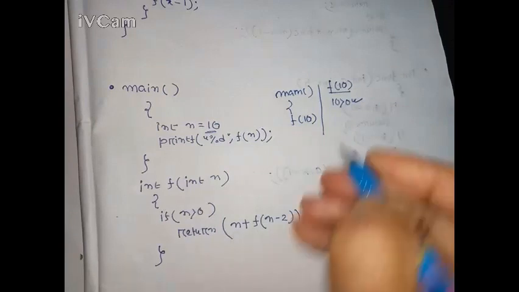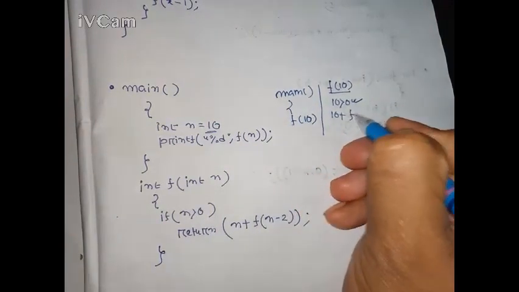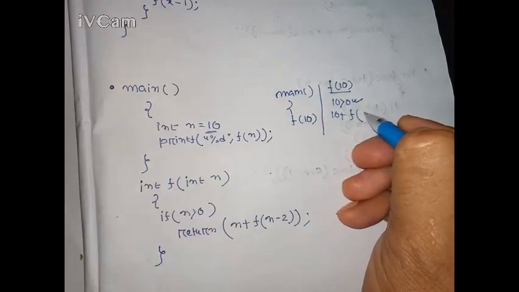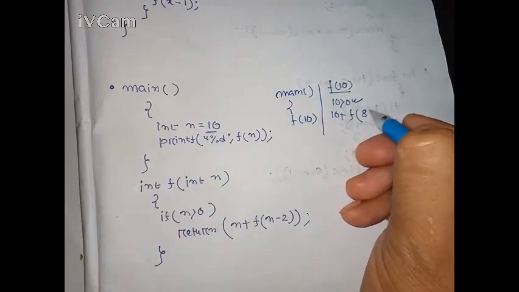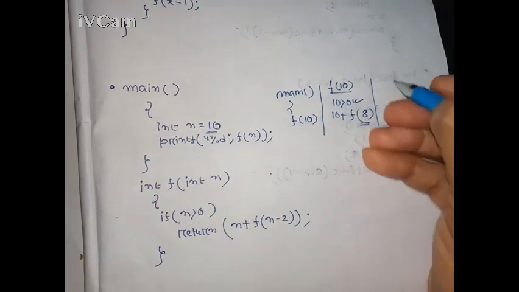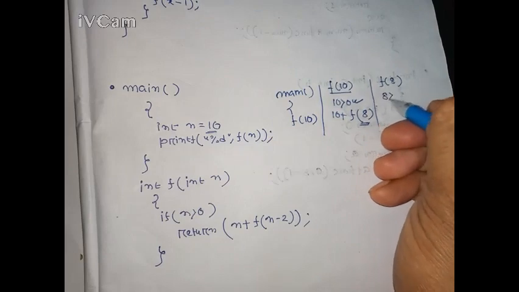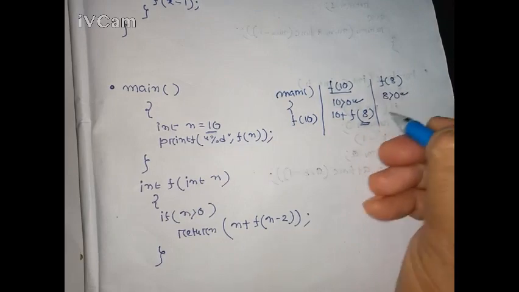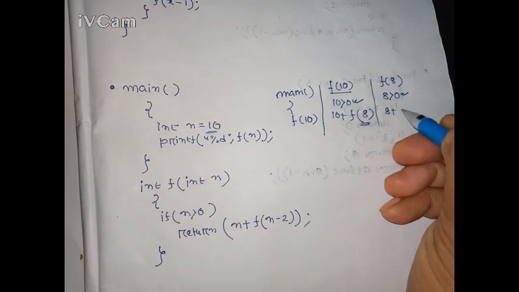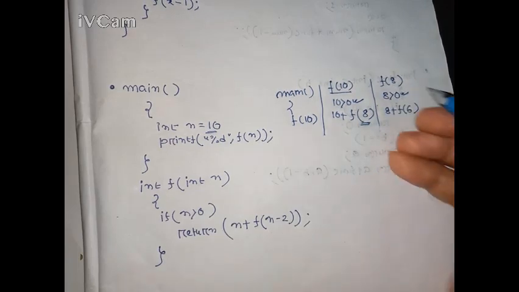So it will return 10 plus f(n minus 2). Again it calls the recursive function. n minus 2 means 8. We don't know the value of f(8), so it calls the f(8) function again. So come to this f(8), 8 is greater than 0, yes. So it becomes 8 plus f(6), that is n minus 2.